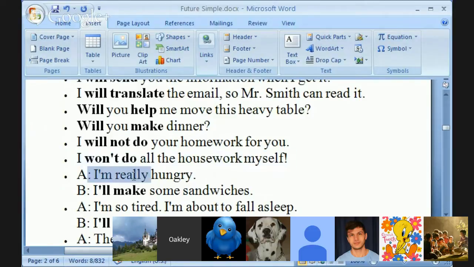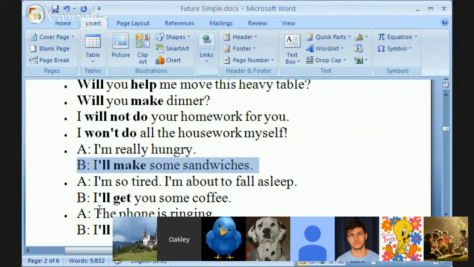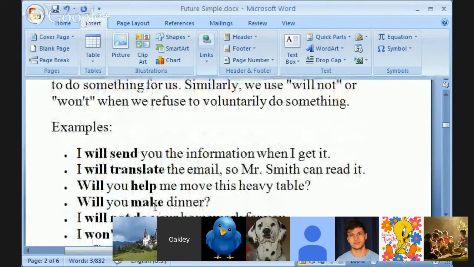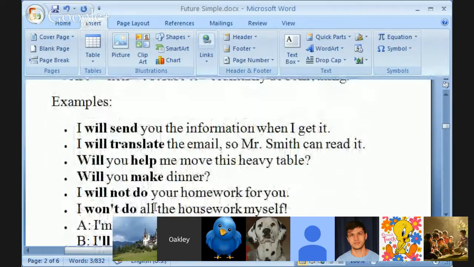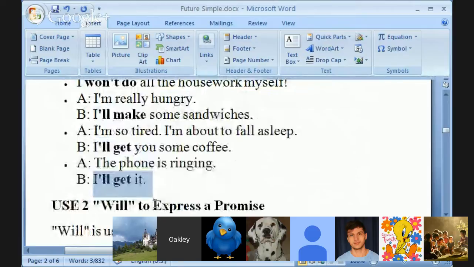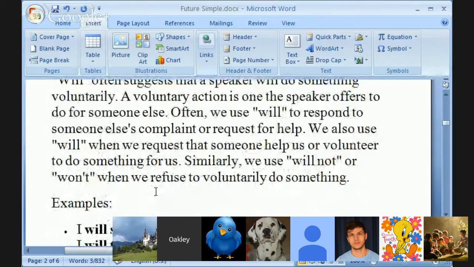Okay, in a conversation, I'm really hungry. All right, not really a request, just a statement of fact, but B volunteers to help. I'll make some sandwiches. Okay. Okay, the phone is ringing. I'll get it. Great. All right. Same thing. All right. Pretty straightforward here. Let's take a look at another very similar use. All right, and then we'll practice. Okay, because these two are very similar.